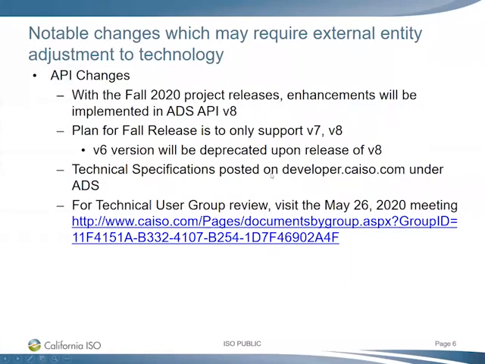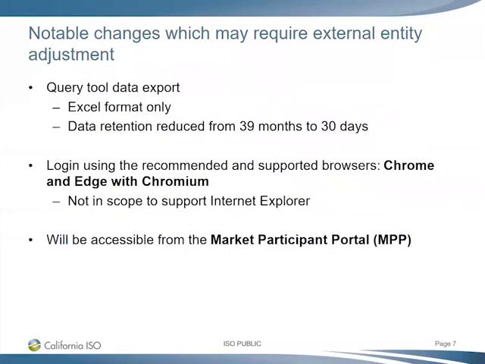Now, the tech specs have been posted on developer.kaiso.com under the ADS section. And if you want to review what the technical user group talked about in relation to that, I recommend that you visit the technical user group section in the KAISO website. There's a link here, which includes both the recording and the presentation for that. So we're not going to talk about API today. That's more of a technical user group discussion. So if you are interested in those changes and what's coming, I recommend you take a look at these documents and resources.